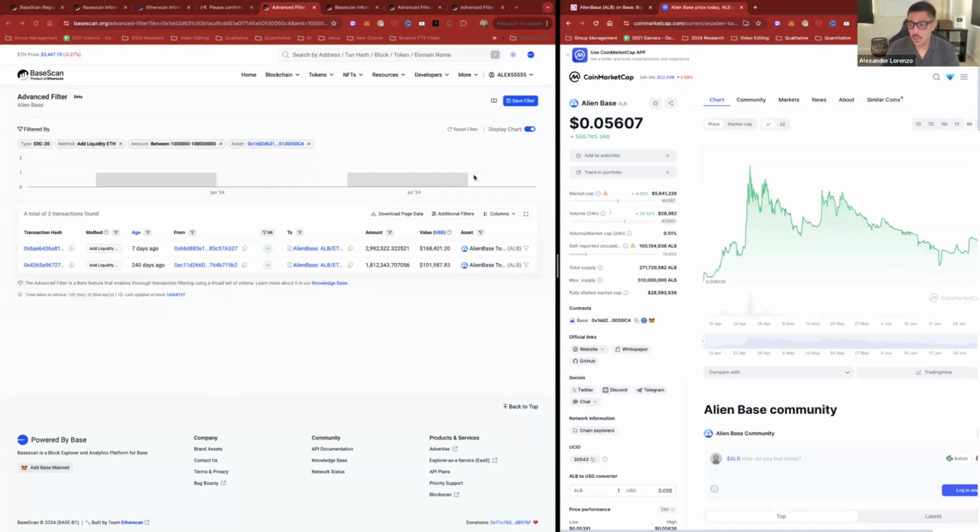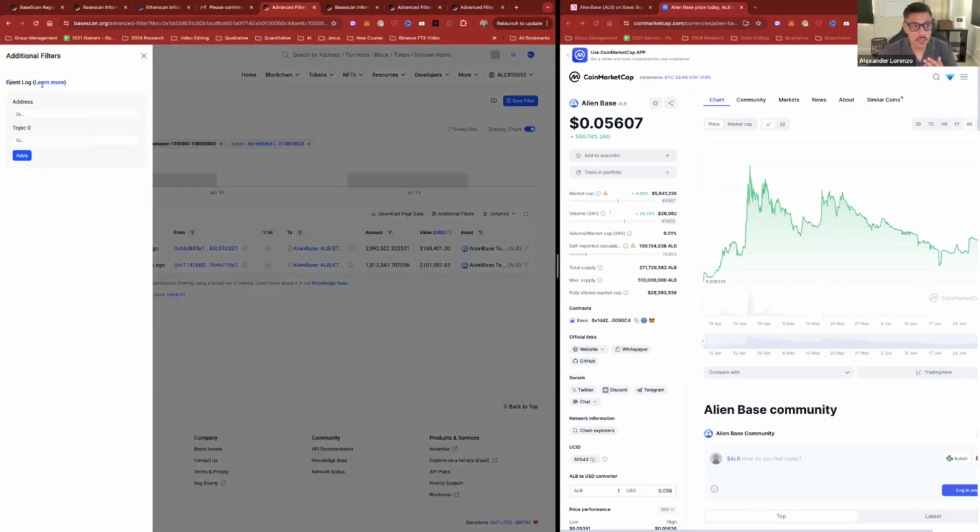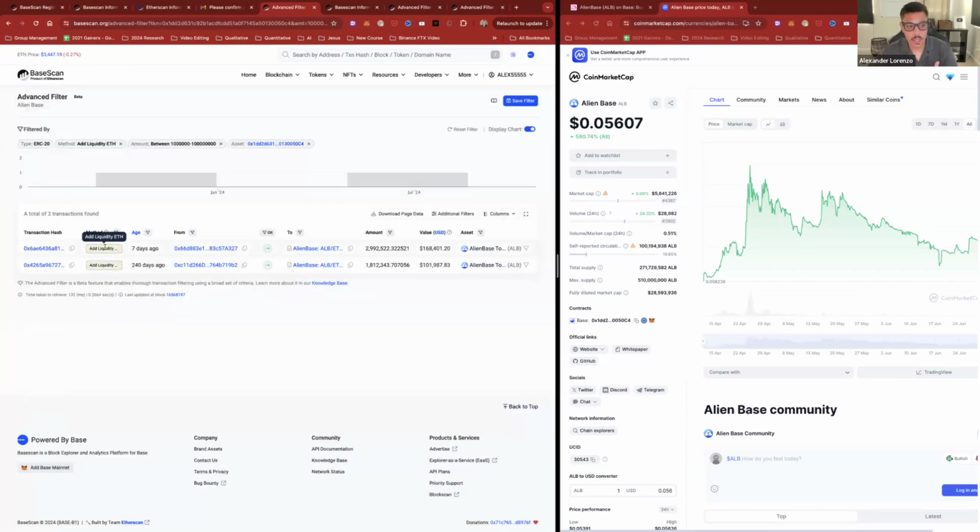So I can go to Alien Base, and this is where it gets weird, and Mark, you're probably better suited to understand what this is. But you can go to additional filters and there's something called event logs. I was reading into the docs, and I believe event logs are basically your way of tagging the method. For example, this method here is add liquidity in only ETH. So it's very limited. What about the USDC liquidity? What about the USDbC liquidity, which is the base liquidity?